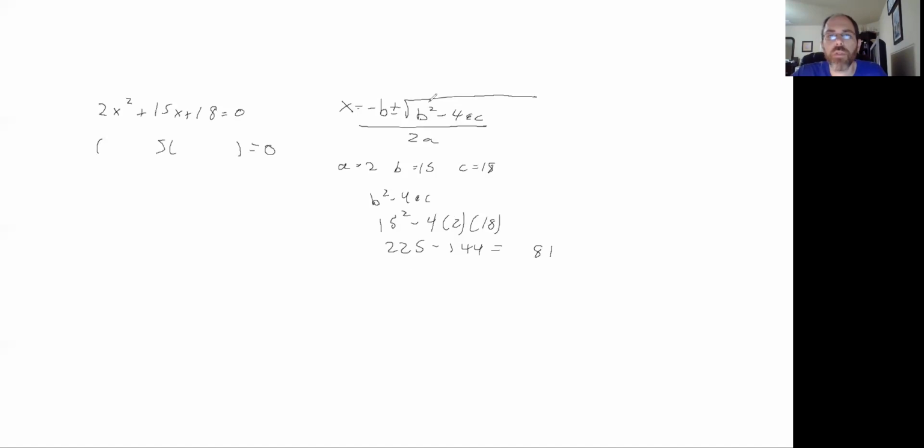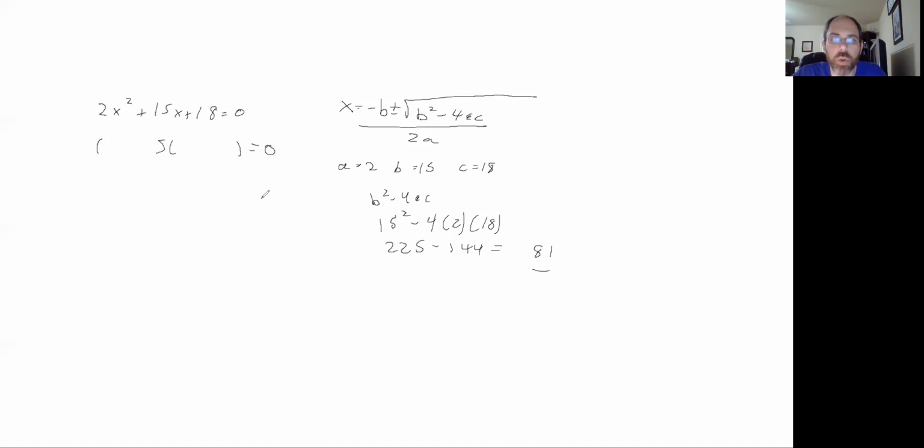The lesson to be learned from this is if you check the discriminant like we did here, and you find that the discriminant is a perfect square, then that tells you right off the bat, yes, it can be factored. If the discriminant is not a perfect square, then it cannot be factored, and you should proceed immediately to using the quadratic formula.